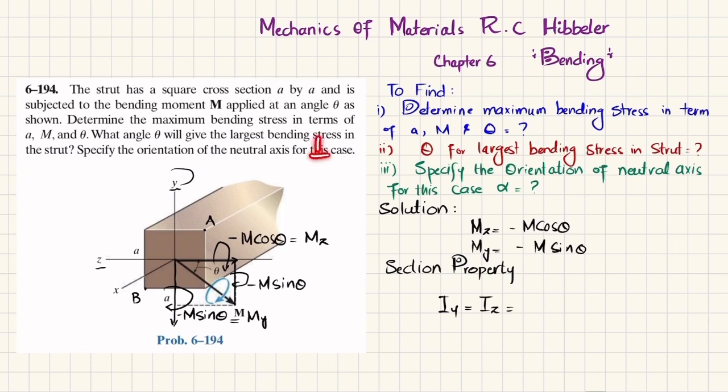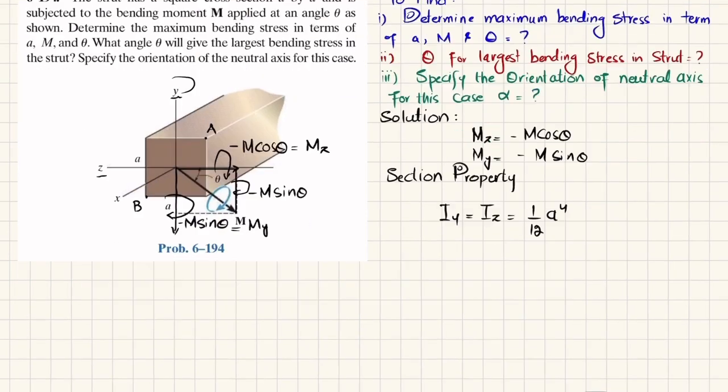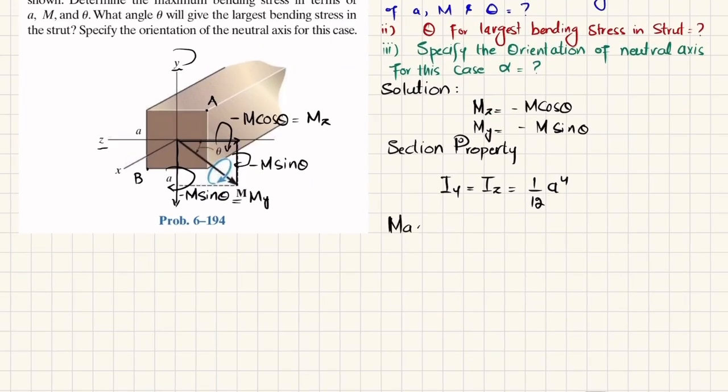So we have 1 over 12 b h cubed. So b is a and h is also a. So this is 1 over 12 a power 4. Now for maximum bending stress, I will write the formula. As I have already discussed, the maximum bending stress will be at point A.